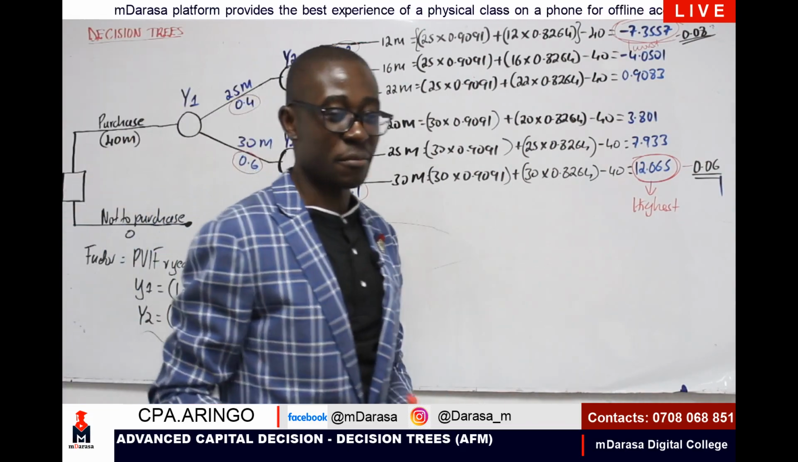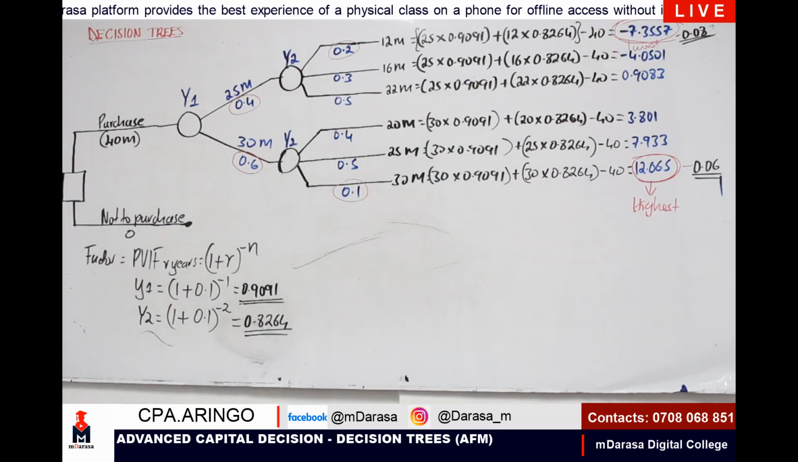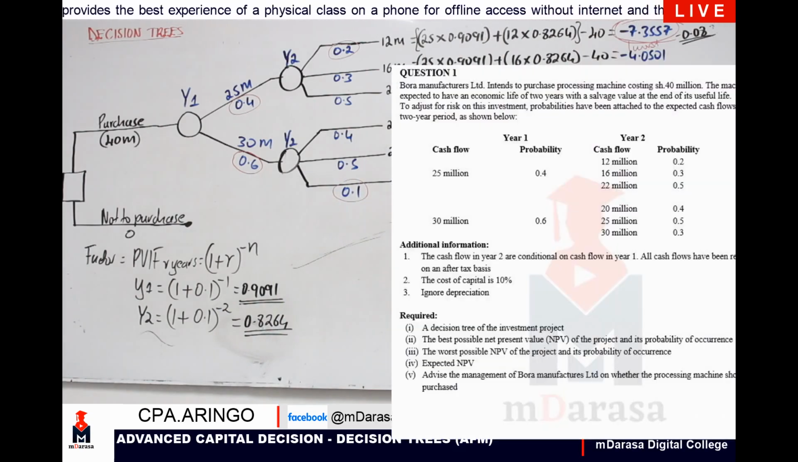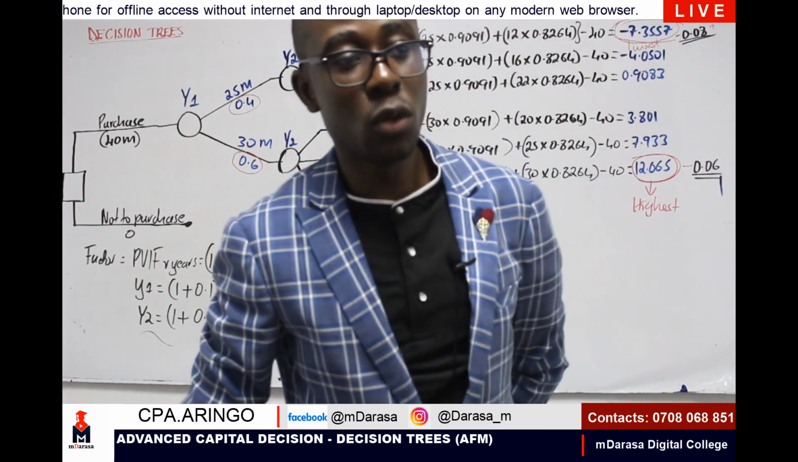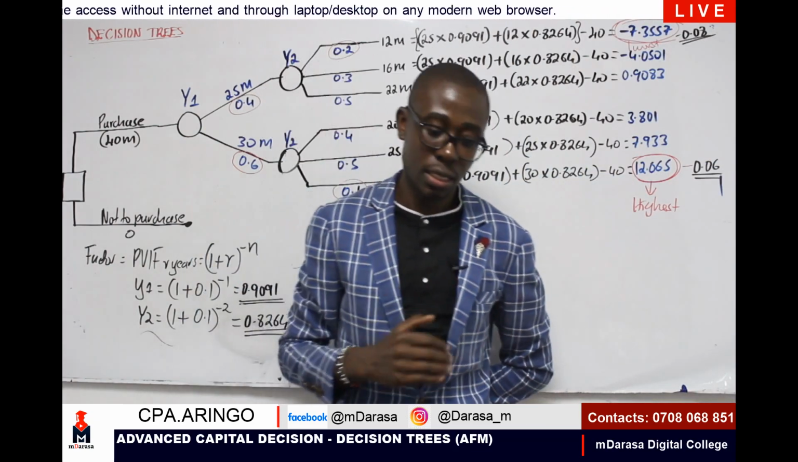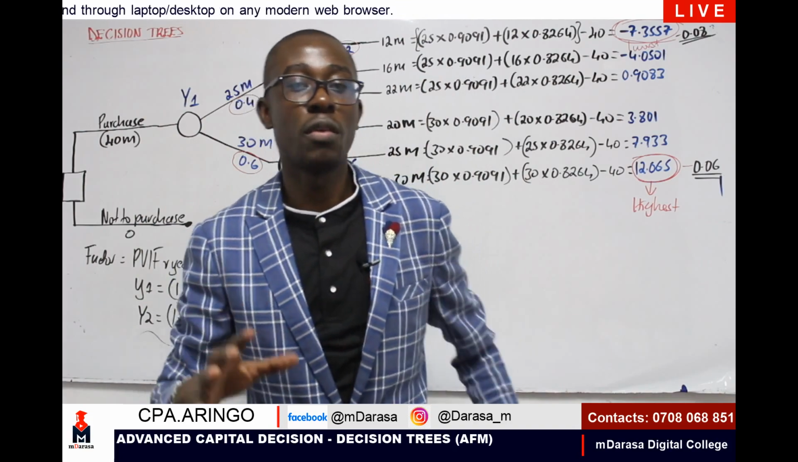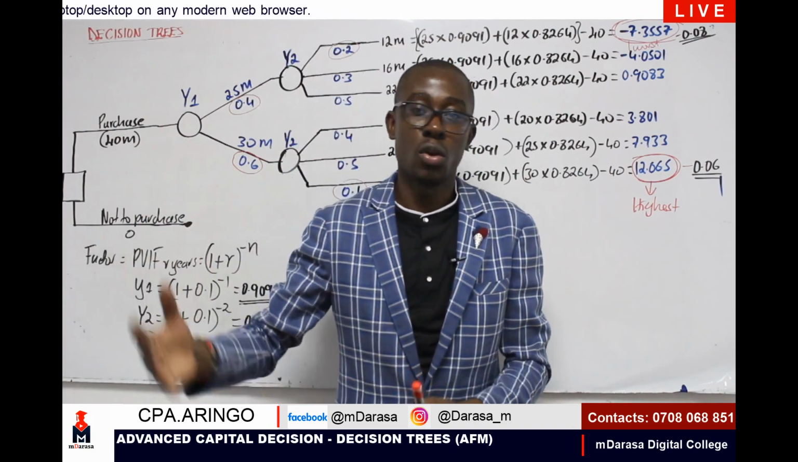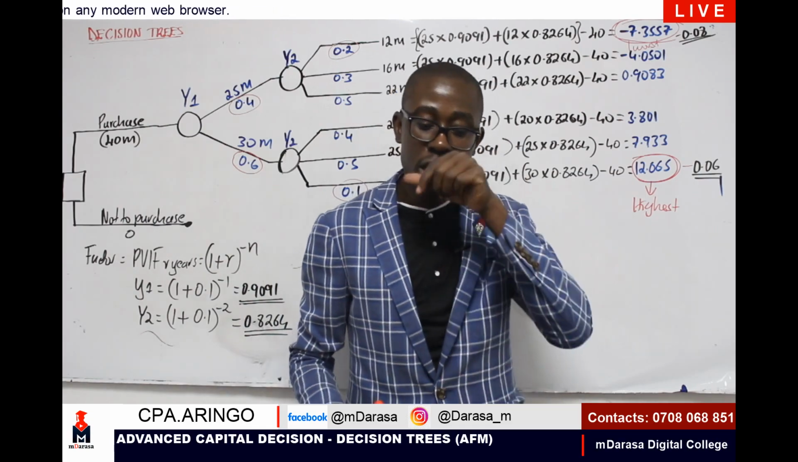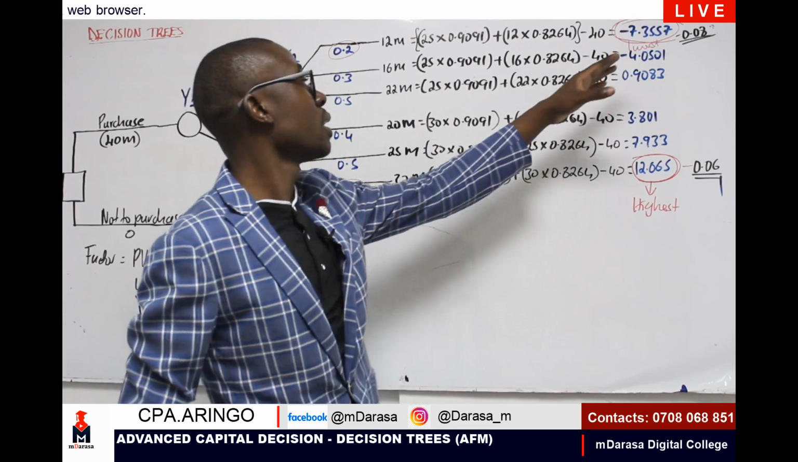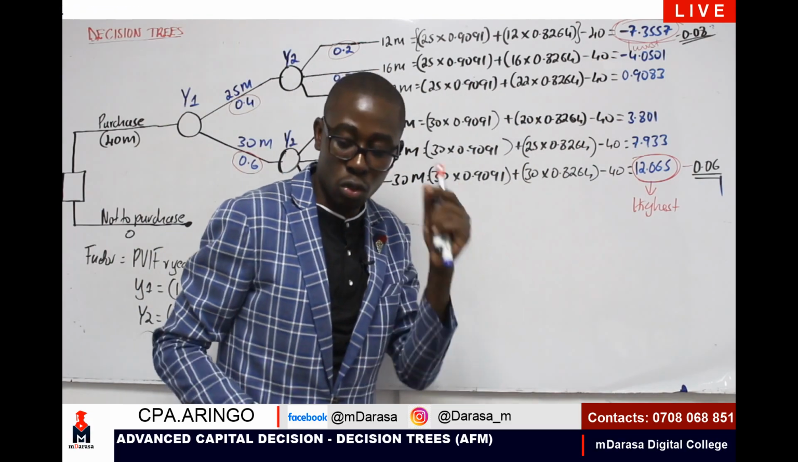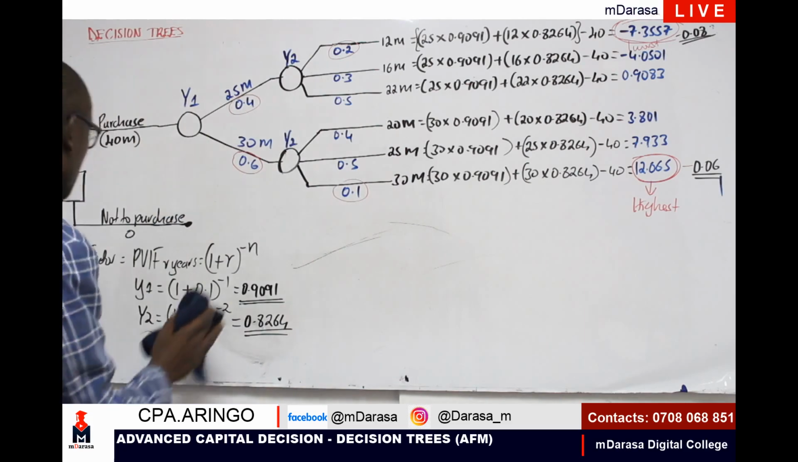Is that okay? Let us see the next item. The examiner wanted us, number 4, to work out expected NPV, expected net present value. Anytime, my good students, you see expected, what should come to the back of your mind is the concept of summation of probabilities times the payoff. In this case, the good thing is that our payoff is our NPV. So let us do this.